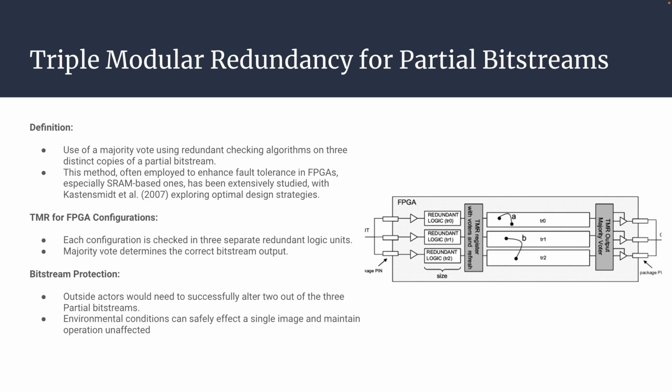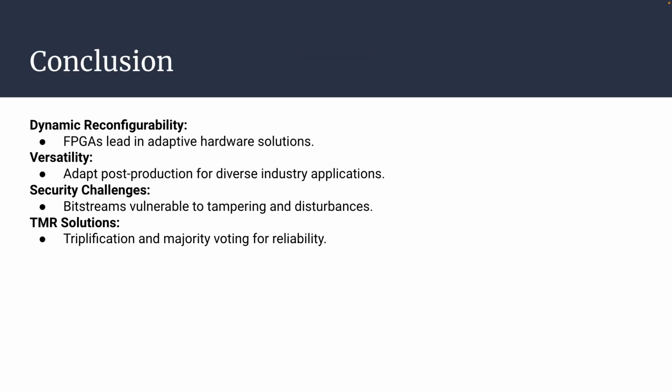And secondly, environmental factors such as radiation can cause unintended disturbances in configurations known as single event upsets. However, with TMR, even if one bitstream is affected, the other two ensure the system remains operational and unaffected. This dual shield of security and reliability makes TMR an invaluable tool in FPGA configuration.